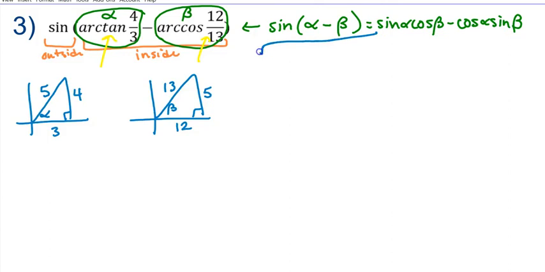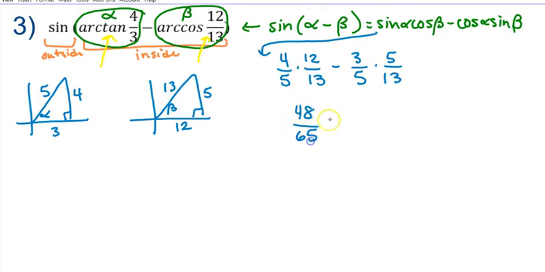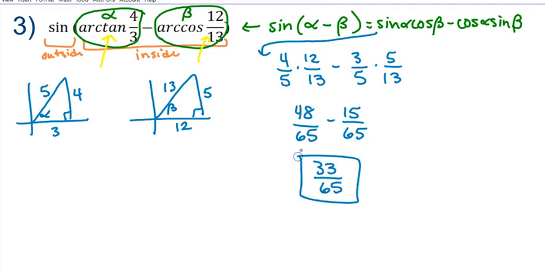Okay, so we're doing sine alpha. Look at the triangle. Sine alpha is 4/5 times cosine beta. Look at the triangle, 12/13 minus cosine alpha, 3/5 times sine beta, 5/13. And so we get 48/65 minus 15/65, and that's 33/65. Not so different from the problems you did a few days ago. It's just that the angles were expressed in a different way.